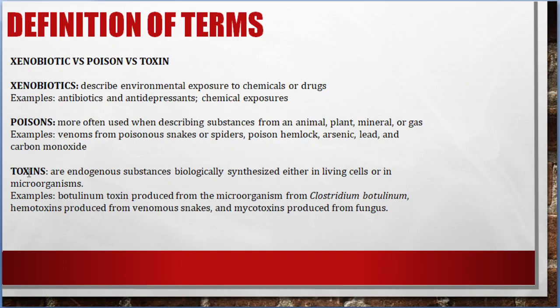And lastly, we have your toxins. Your toxins are endogenous substances. So unlike your xenobiotics and your poisons, which are exogenous, meaning sa labas, your toxins refer to endogenous substances biologically synthesized either in living cells or in microorganisms. Examples of this are botulinum toxin, or Botox, which is produced from Clostridium botulinum, hemotoxins produced from venomous snakes, and mycotoxins produced by fungus.